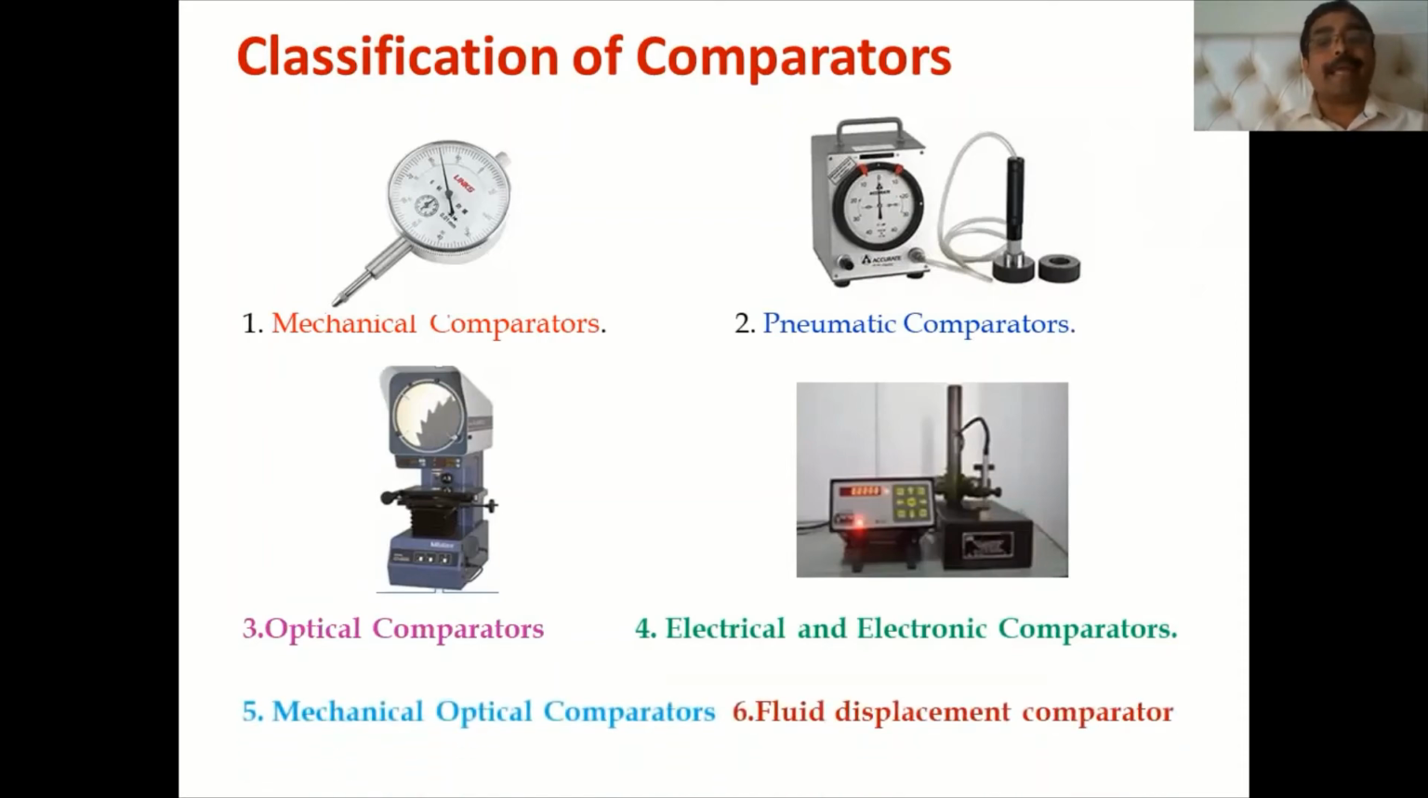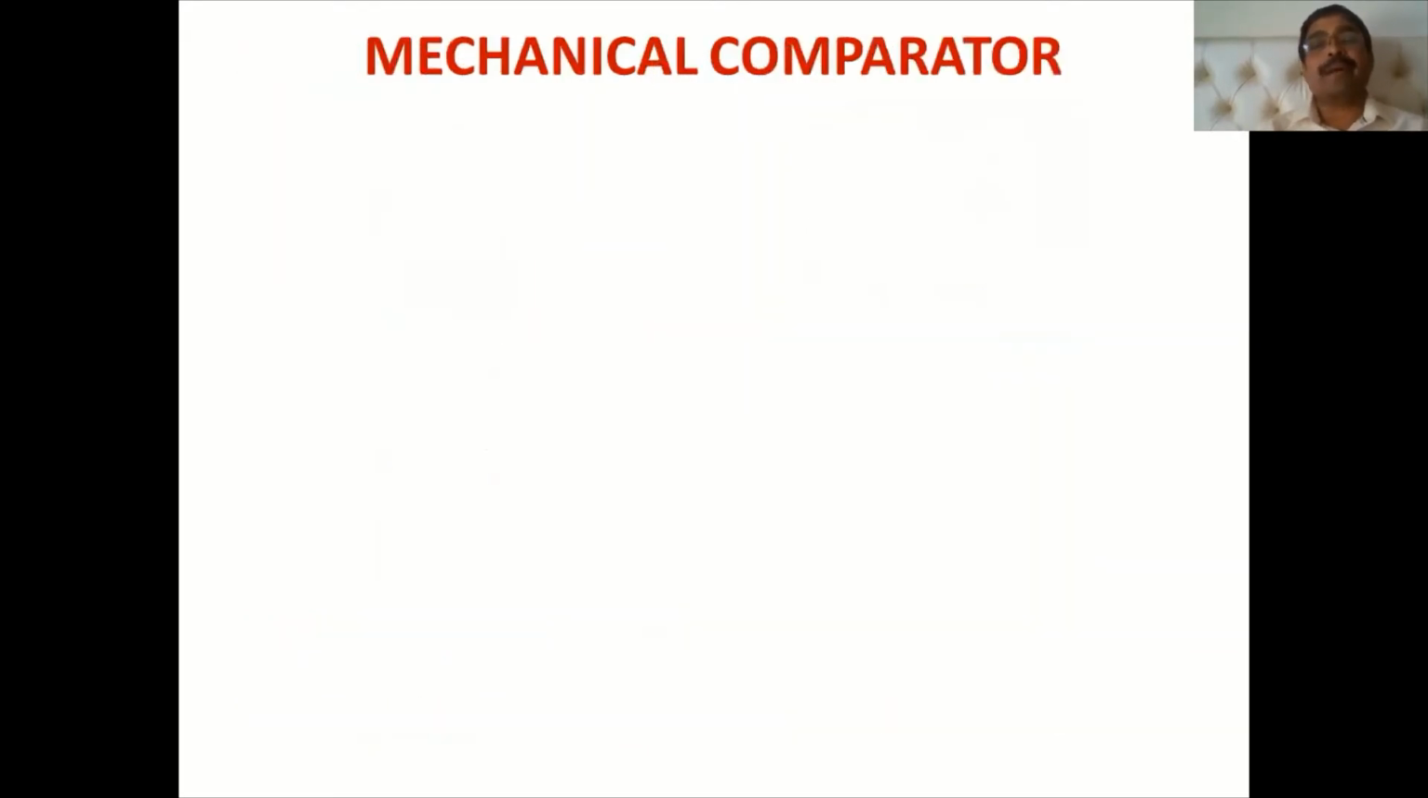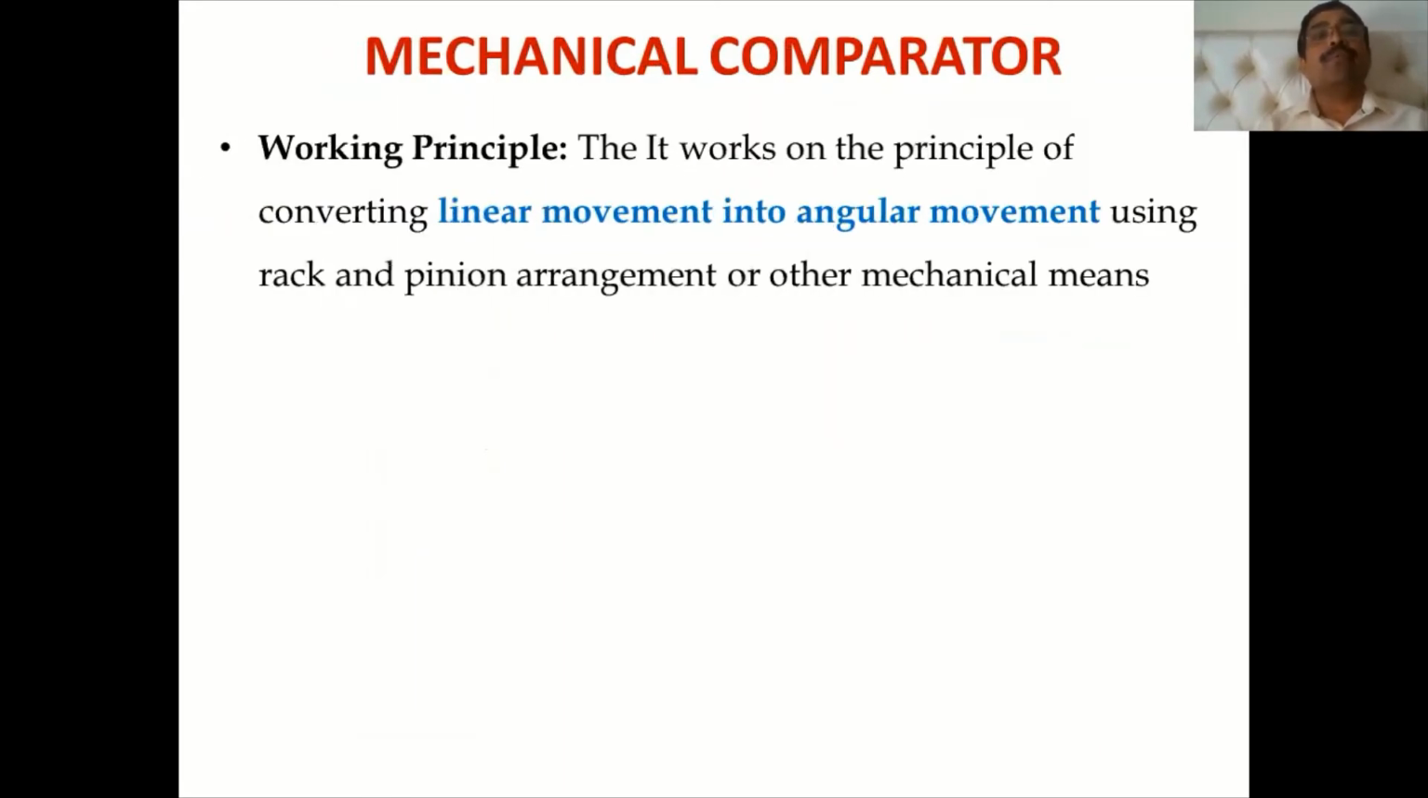Then mechanical optical means a combination of both. Mechanical is there and optical is there. Such a type of comparator is also available in the market. Fluid displacement comparator is also there. Now here especially we will go first for the mechanical comparator.